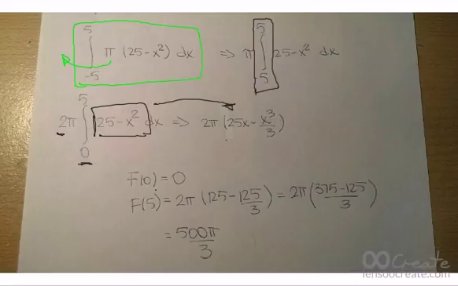Then I plugged in the limits. I took f of 0, and that was 0. For f of 5, I did the 2 pi, and instead of x, I put in the 5s and resolved all this. From here I got 250. So 250 times 2 was 500, and that is 500 pi divided by 3, which is going to be the area of the circle.